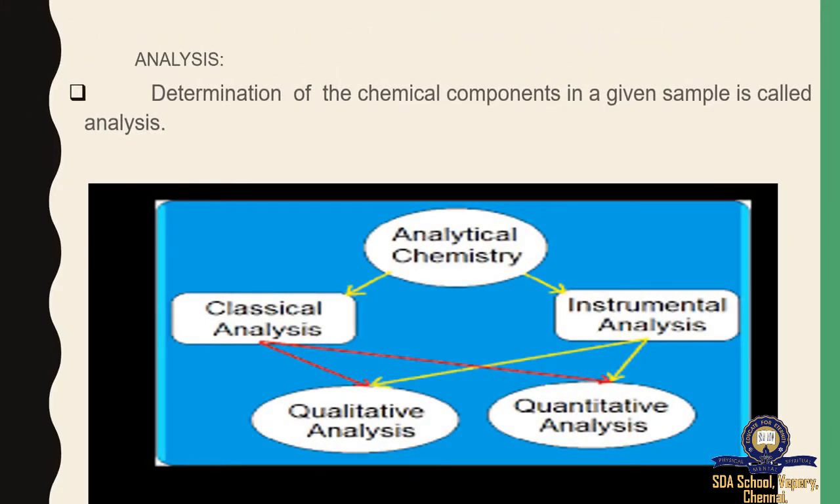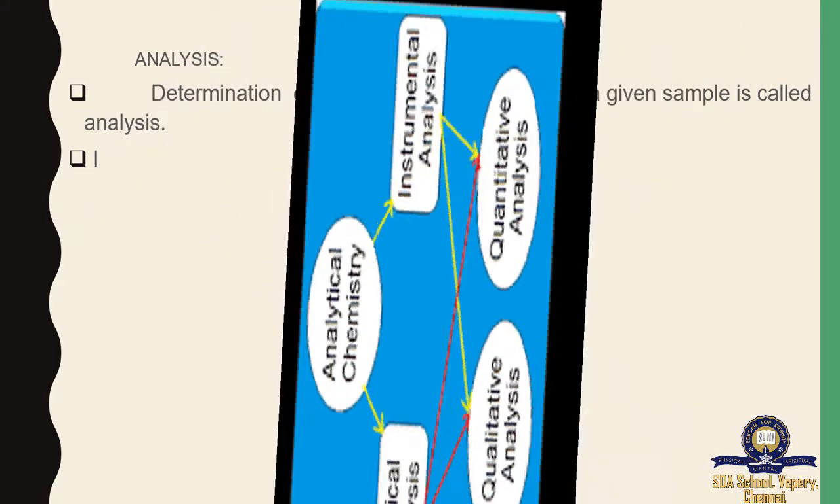What is analytical chemistry? First, we are going to know what is analysis. Determination of the chemical components in a given sample is called analysis. Without knowing the compounds present in the given sample, with the help of analytical chemistry, we can separate the compounds based on their properties.